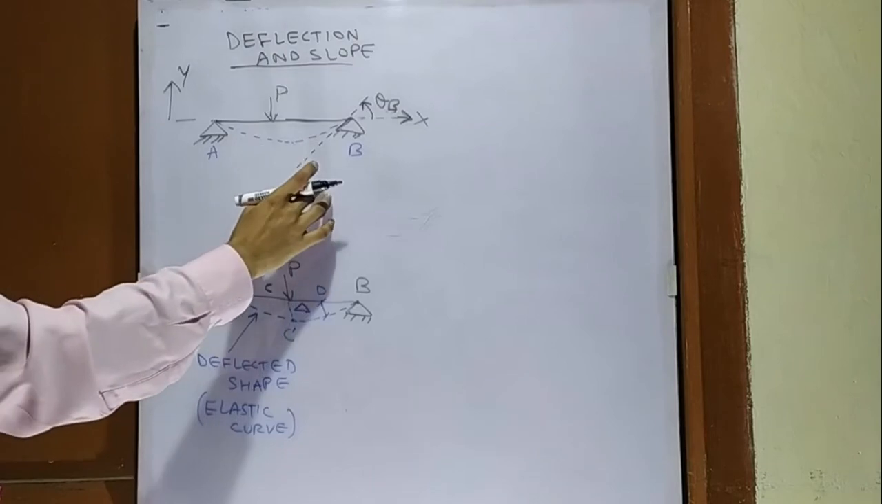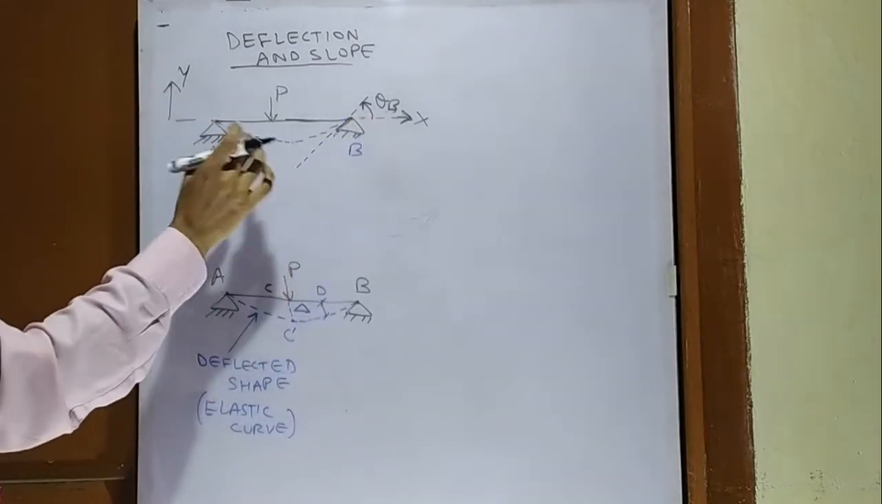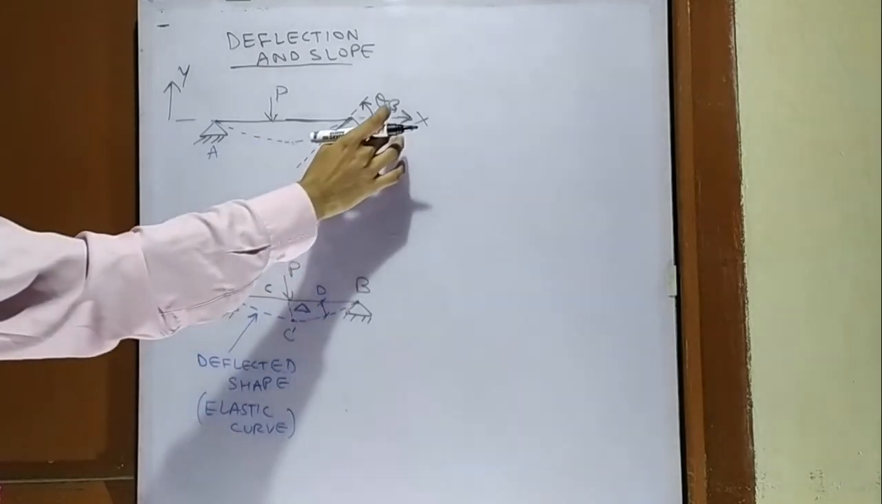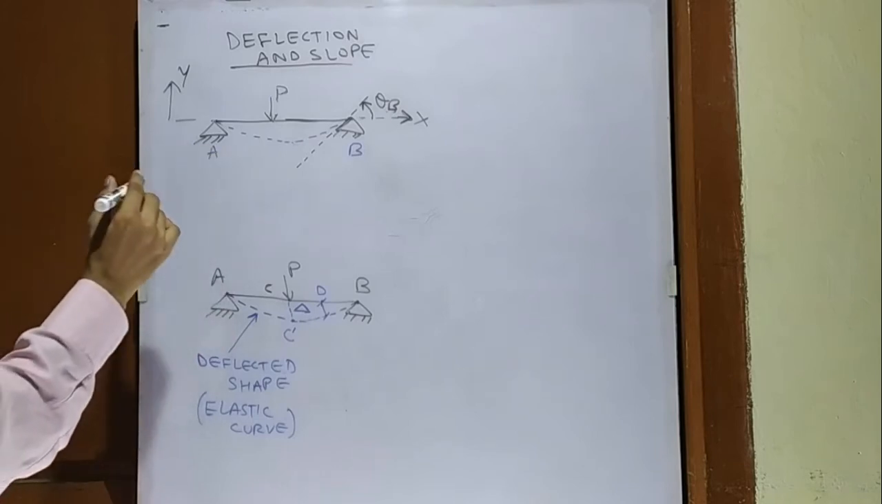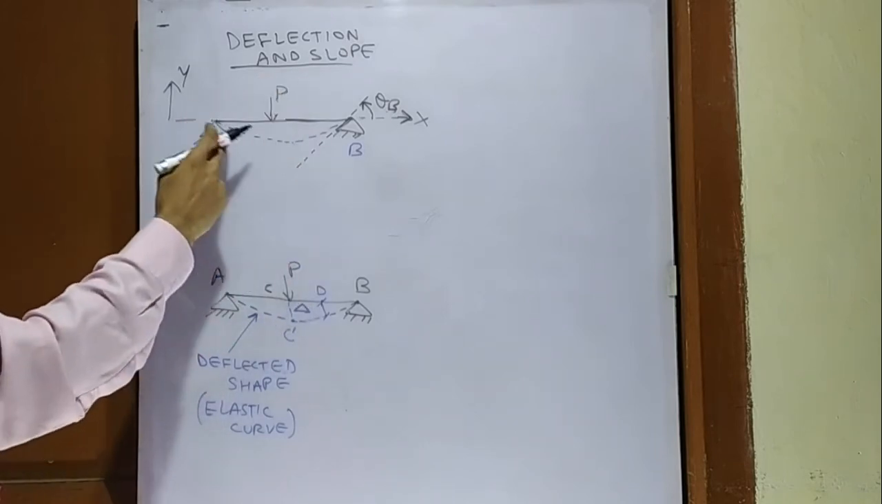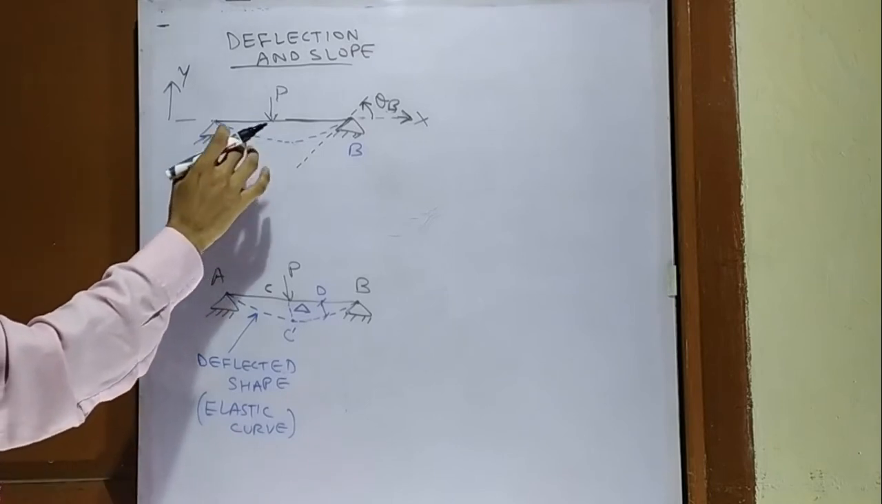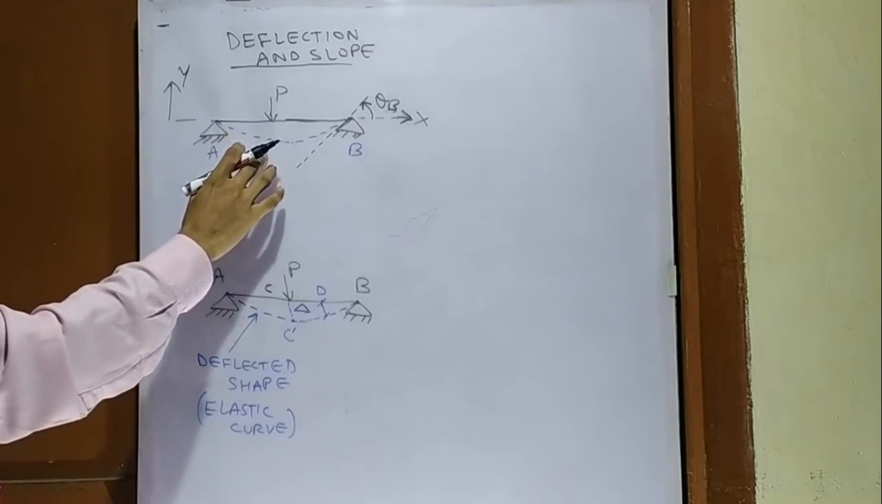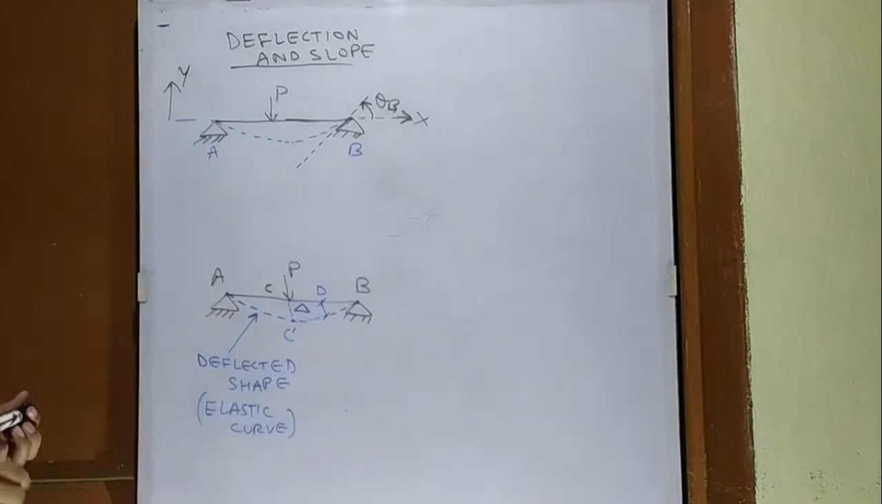Slope is the angle measured in the counterclockwise direction between the tangent drawn at that point on the deflected shape and the x-axis. In a similar way, we can find the slope at any other point on this deflected shape of the beam. Just draw the tangent at that point and measure the angle between the tangent and the x-axis.